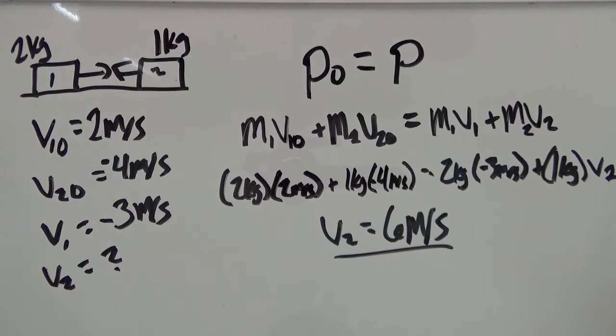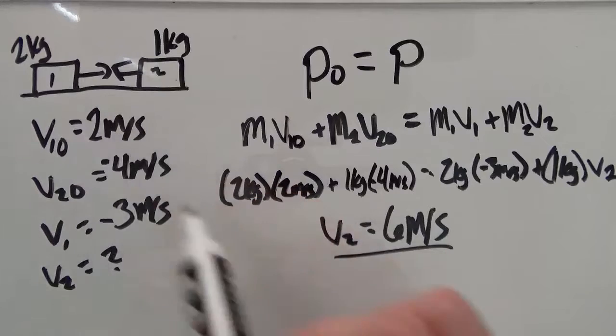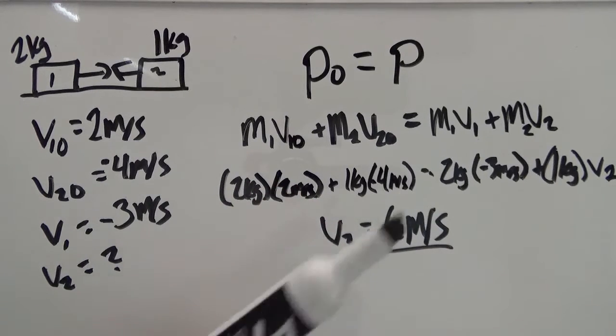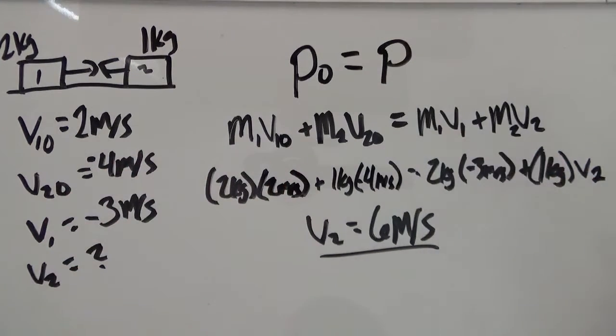Great. So they bounce off each other and go opposite directions. One with negative 3 meters per second to the left, and 2 with 6 meters per second to the right. So yeah, easy setup here, right? Just an easy set up and plug in and solve.